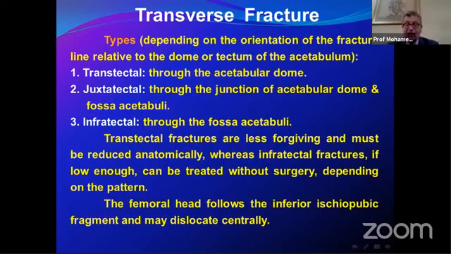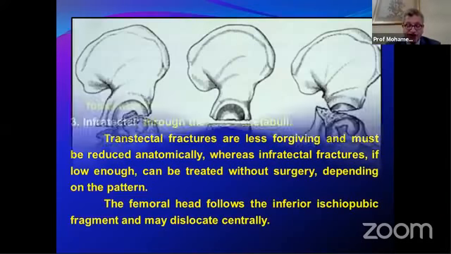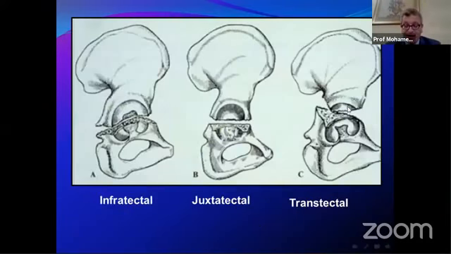Transtectal fractures are very important and less forgiving, and must be reduced anatomically, whereas infratectal fractures are low enough that they can be treated without surgery, depending on the pattern. The femoral head follows the inferior ischiopubic fragment and may dislocate centrally with the transverse fracture. These are the types. We said we have the transtectal type, the juxtatectal type, and the infratectal type.